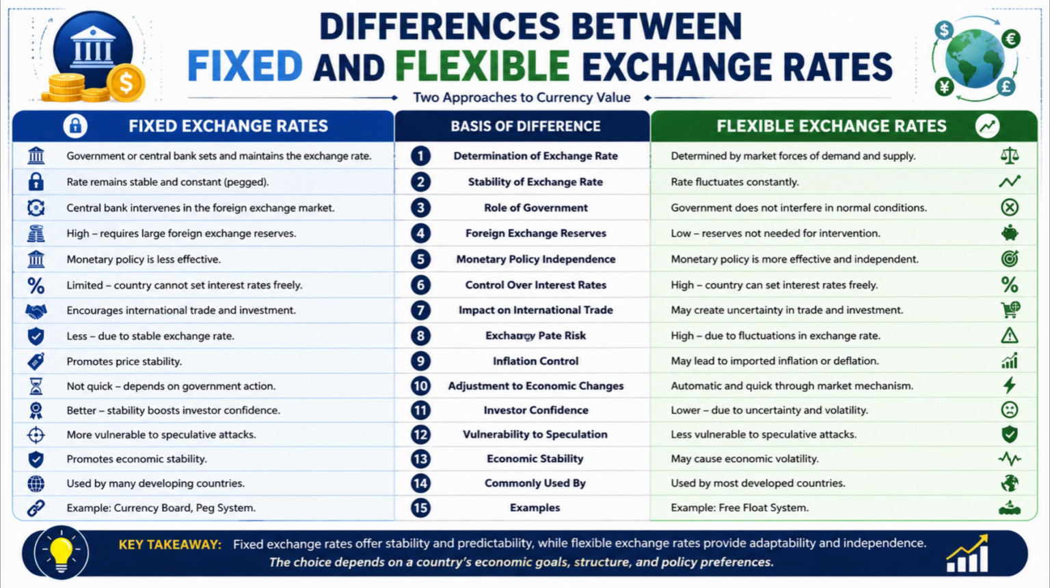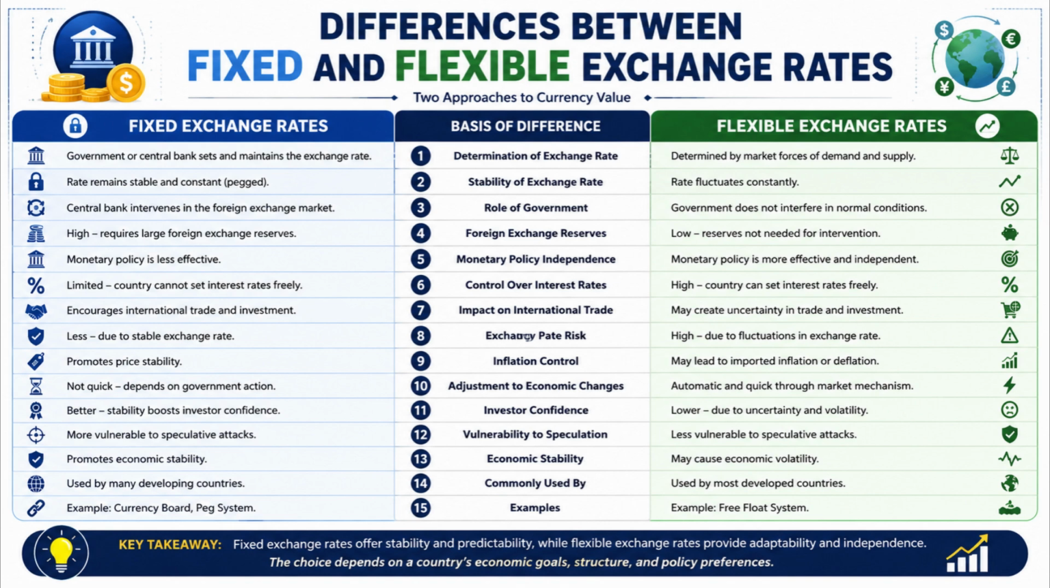Number 4. A fixed exchange rate requires large foreign exchange reserves to maintain the peg, whereas a flexible exchange rate requires fewer reserves for intervention purposes. Number 5. Monetary policy is less independent under a fixed exchange rate system, whereas monetary policy is more independent under a flexible exchange rate system. Number 6. Control over interest rates is limited in a fixed exchange rate system, whereas countries can adjust interest rates more freely under a flexible exchange rate system.